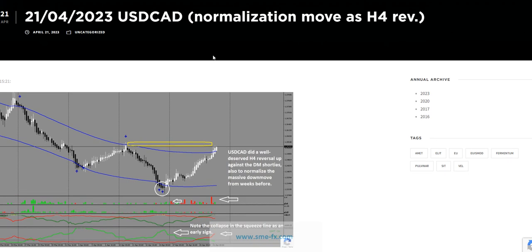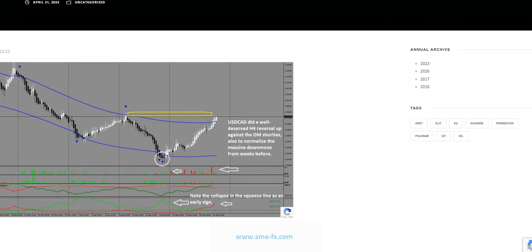Okay, some honorable mentions. So dollar cad. We had this massive down move of the last weeks, which we predicted. Then once it took the lower band, we had a collapse in the squeeze line. Down money switch. Shorties came in after the longies left, and then a nice 4-hour reversal up as a normalization towards the high. Okay. More advanced trade, but it's in a market which is very overstretched.